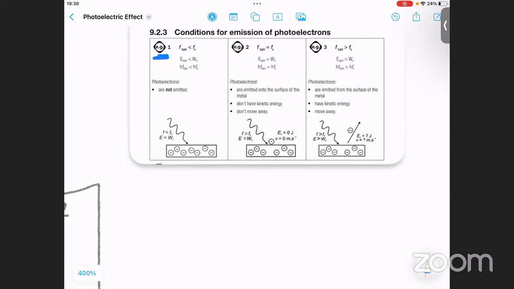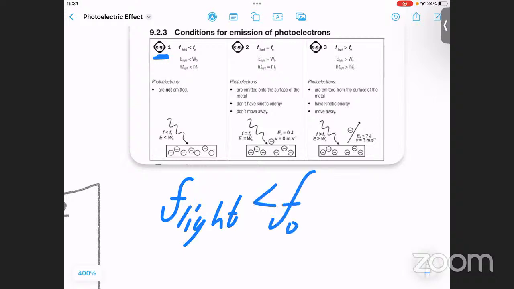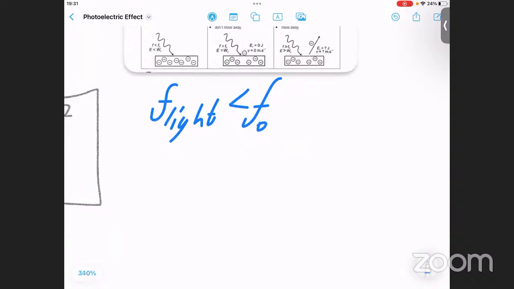You can see there they are saying if the frequency of the light is less than the threshold, what's going to happen to the electrons? So think of it this way, honorable members. Remember, what we use to measure the energy of the light is the frequency. The higher the frequency, the more the energy.